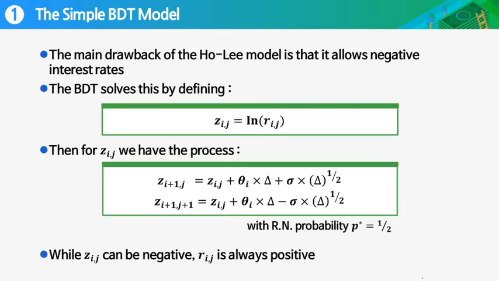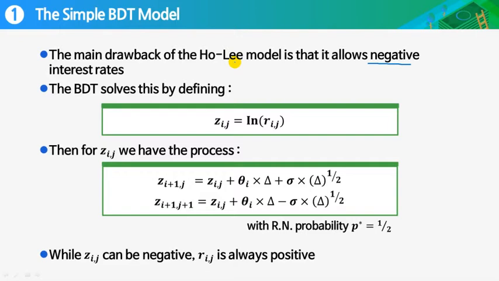The main drawback of the Ho-Lee model is that it allows negative interest rates. Actually, nowadays, negative interest rates indeed happen, so we can regard this as an advantage of the Ho-Lee model. But anyway, some people don't like it. They want interest rates always positive.